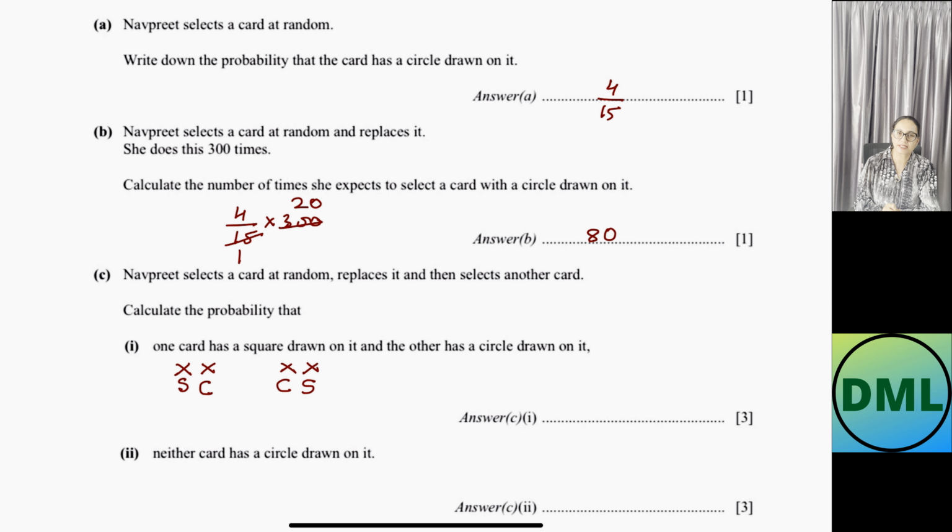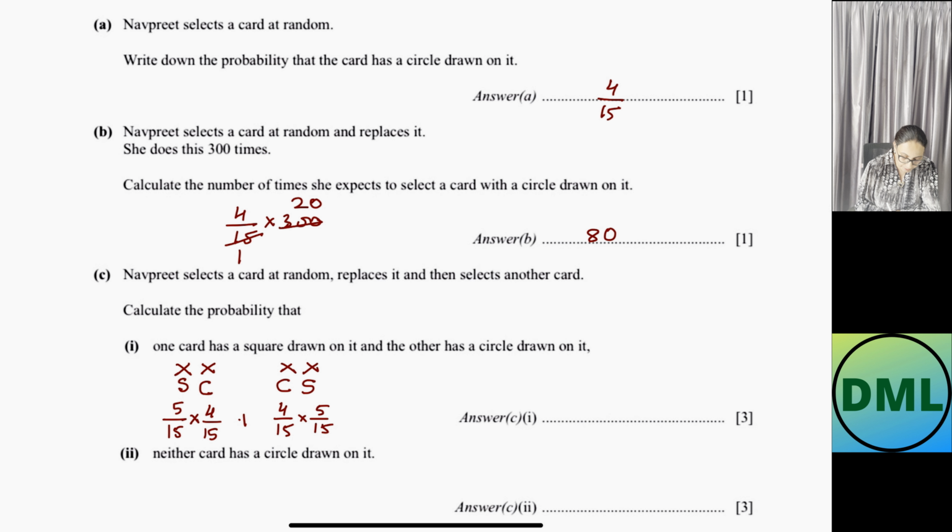I need to pick the square. How many squares do we have? We have 5 squares and the total number of outcomes is 15. So this probability is written as 5 over 15 times. I need to pick the circle. There are 4 circles. So 4 over, he replaces the card back, so the total number of cards will remain the same. So it will be 4 over 15. Circle 4 over 15 times square 5 over 15.